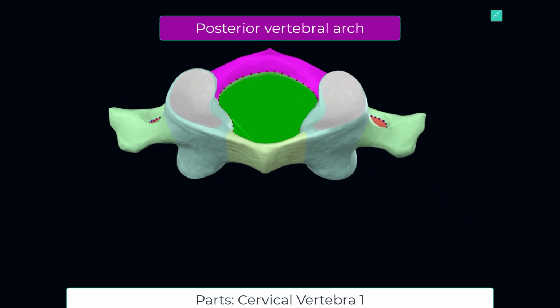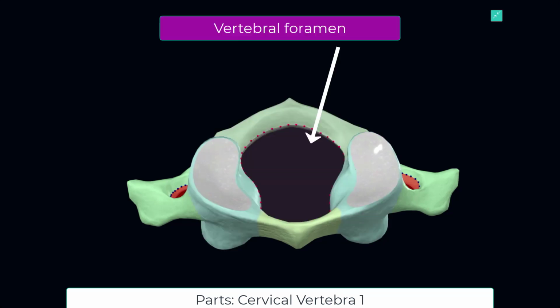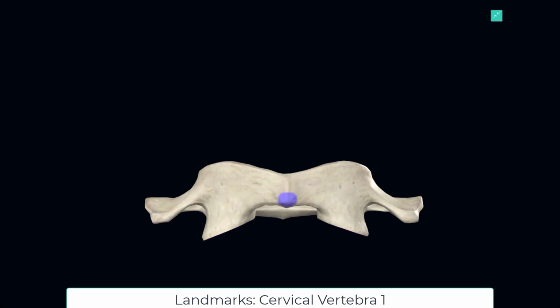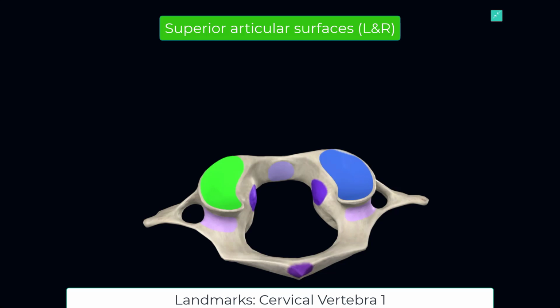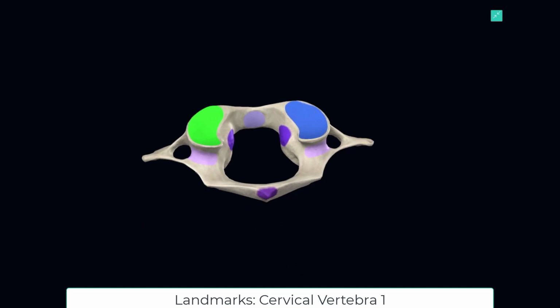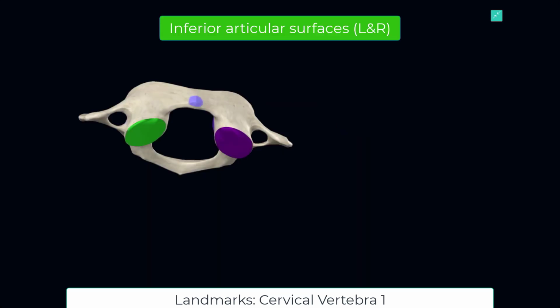Please pay attention to the fact that the anterior arch is smaller in length than the posterior one. So the hole that is created by the anterior and posterior arches as well as the lateral masses, we call a vertebral foramen. This is C1, anterior view. Superiorly, we are going to see these articular facets. But they are larger, so we don't call them facets, we call them surfaces. So we have the superior articular surface of C1, and inferiorly we have the inferior articular surface of C1.